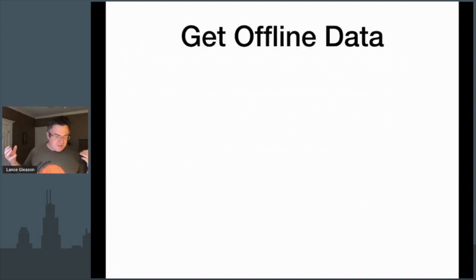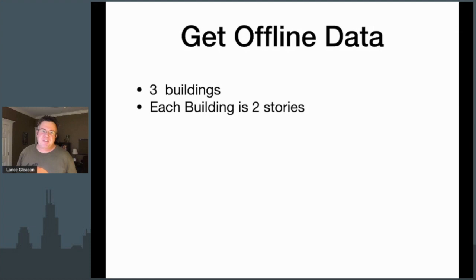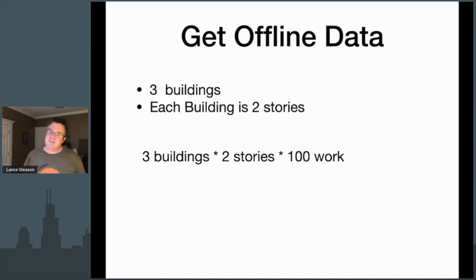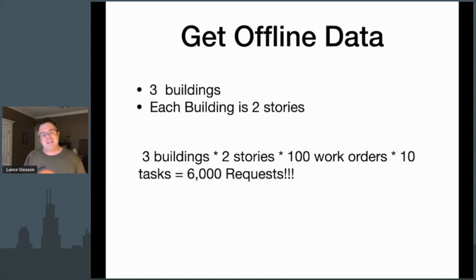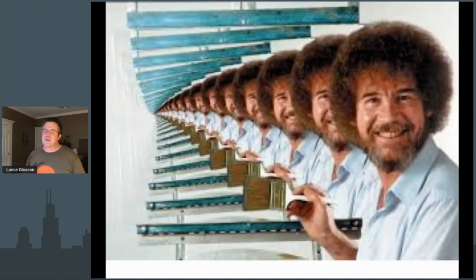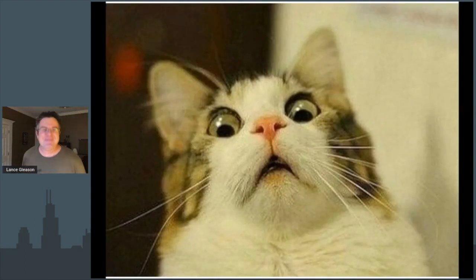Okay, so the first thing I did when I got into this application is I started to crunch the numbers. We took a common scenario, where an average user would have a construction site with roughly 3 buildings, and each building had about 2 stories. These are just rough back-of-the-napkin numbers. When we did the math: 3 buildings times 2 stories times 100 work orders times 10 tasks means that to sync all this data locally, we would need to make 6,000 requests. That's a lot of requests and probably not a good idea.